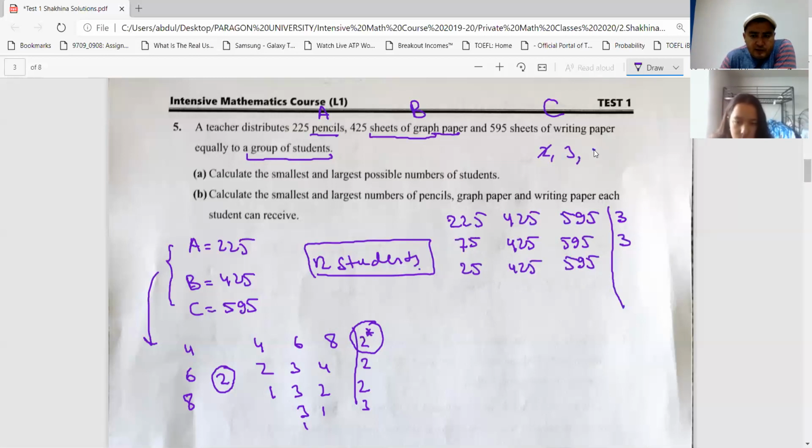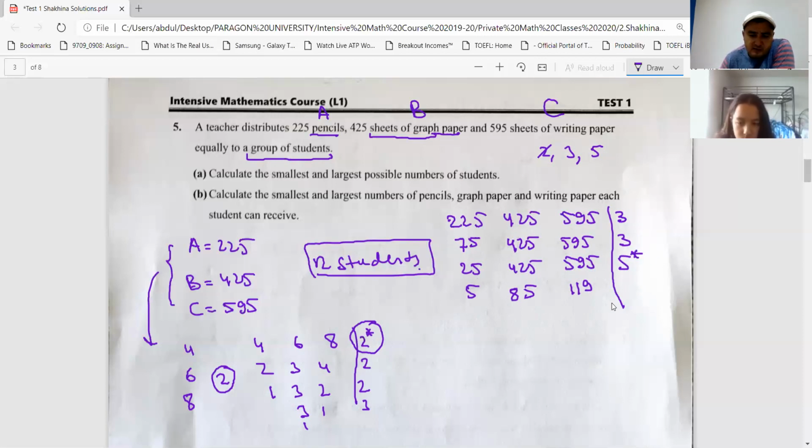What is the next prime number? It is 5. So let's try 5 now. It is divisible by 5. If you divide 225 by 5, that's equal to 45. 425 divided by 5 is 85. 595 divided by 5 is 119. So this 5 divides all of these numbers. That's why we put here an asterisk.